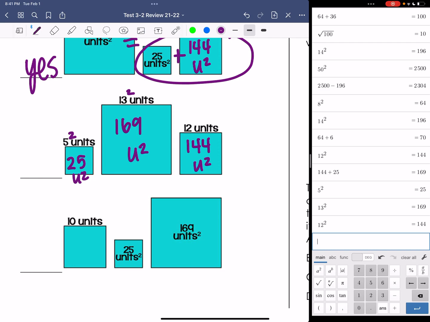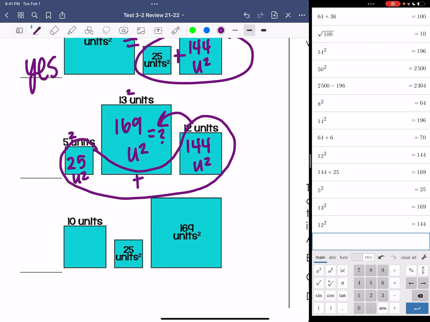So then again, we want to add the area of our two smaller sides, which are going to be 25 and 144. We want to add these together and we want to know, does it equal 169? So 144 plus 25 equals 169. So yes, this is going to be an example of the Pythagorean theorem.